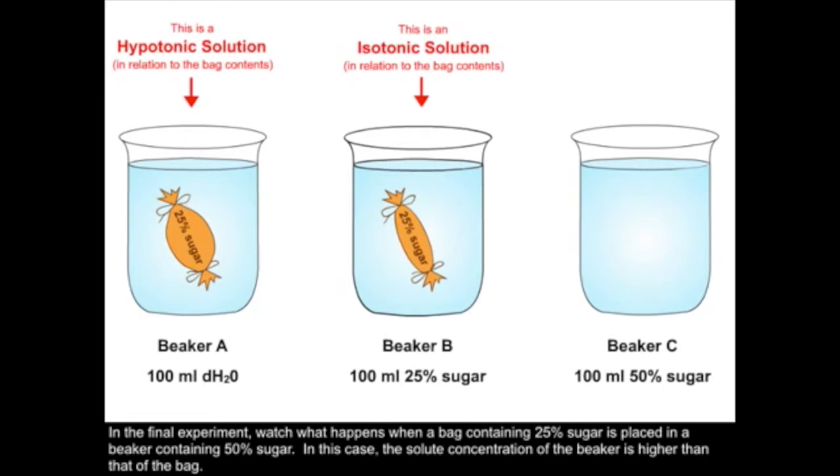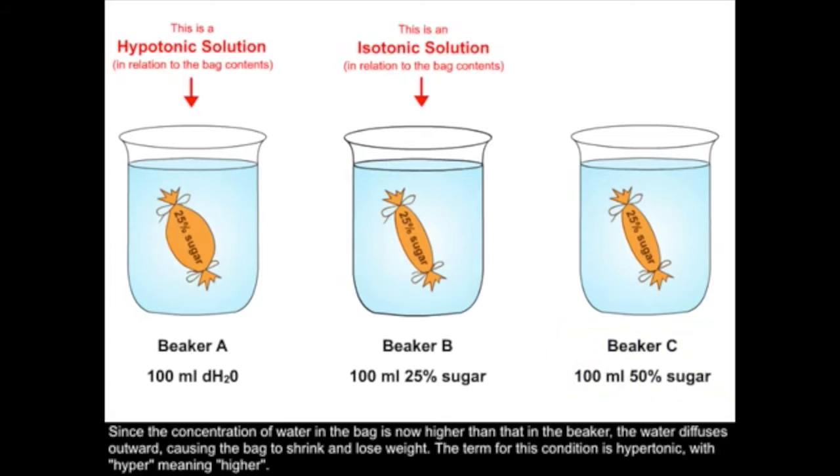In the final experiment, watch what happens when a bag containing 25% sugar is placed in a beaker containing 50% sugar. In this case, the solute concentration of the beaker is higher than that of the bag. Since the concentration of water in the bag is now higher than that in the beaker, the water diffuses outward, causing the bag to shrink and lose weight. The term for this condition is hypertonic, with hyper meaning higher.